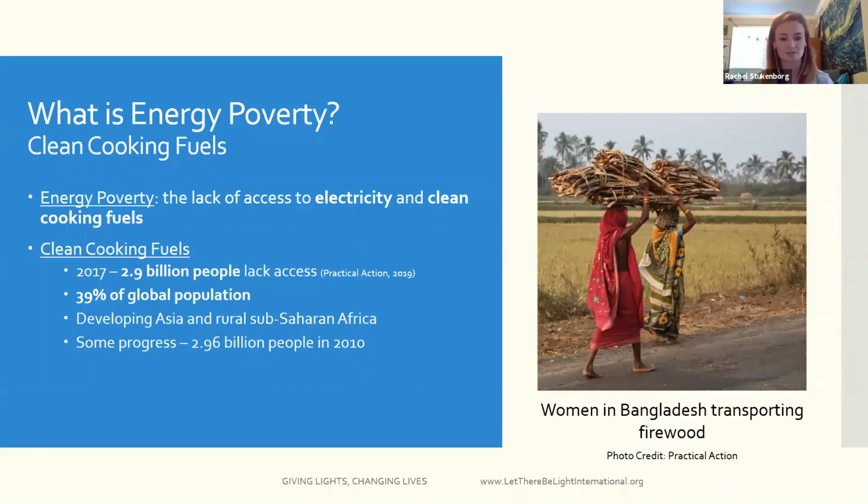There has been some progress on this issue, but not as much as the lack of access to electricity. In 2010, it was measured that 2.96 billion people didn't have access to clean cooking fuels. And the lack of progress is largely due to cooking being a sticky problem, meaning that cooking is closely tied to cultural practices. Eating is integral to any culture, and it's difficult to introduce changes even if those changes are healthier. Comparatively, everyone wants electricity and lighting in their home, and not having lighting isn't tied to culture, it's just a financial, health and safety burden. There is a hypothesis at Let There Be Light International that access to clean lighting could be a gateway to access to clean cooking, but more research is needed to prove that.